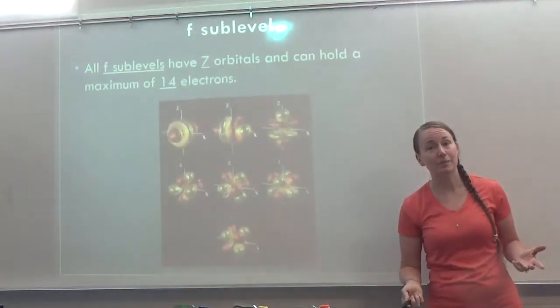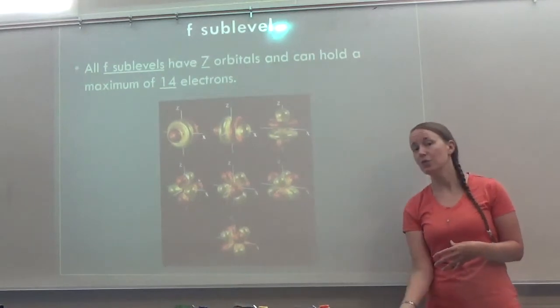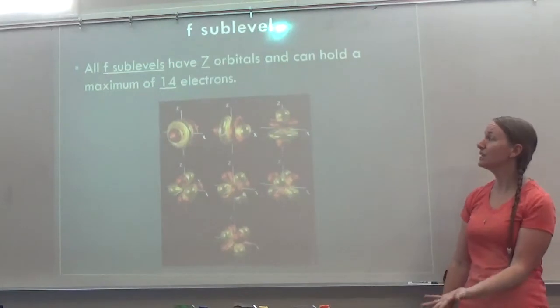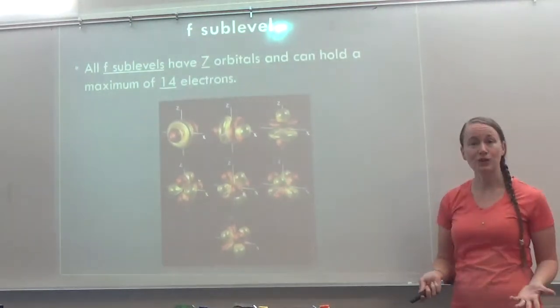So hopefully you're noticing a pattern. S has 1 orbital, can hold 2 electrons. P has 3 orbitals and can hold 6 electrons. D has 5 orbitals and can hold 10 electrons. F has 7 orbitals and can hold a maximum of 14 electrons.